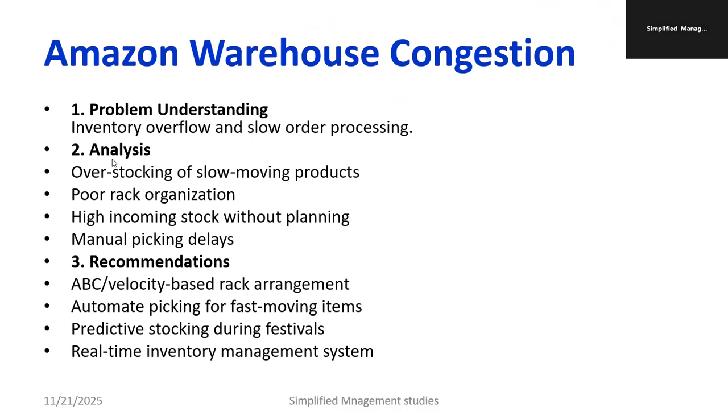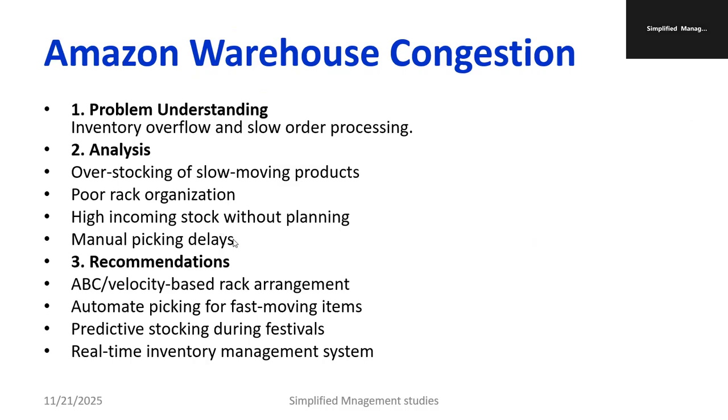Amazon warehouse congestion. Problem understanding is inventory overflow and slow order processing. What could be the analysis? Overstocking of slow-moving products, then poor rack organization, another issue, very little space, high incoming stock without planning, then manual picking delays. These are the major analyses based upon the problem.